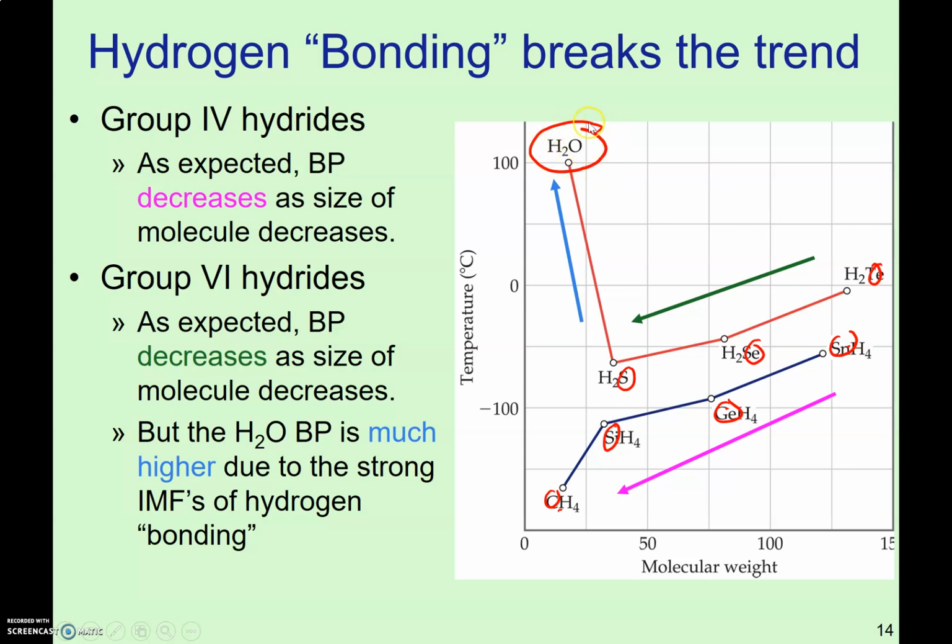So water breaks the trend. Usually as the molecule gets bigger, and these are getting bigger because S is bigger than, Se is bigger than S and Te is bigger than Se, the boiling point increases because they have stronger London dispersion forces. Because remember, bigger molecules have stronger London dispersion forces. And that trend also holds true here. As the atoms get bigger, the boiling point gets higher because there's stronger London dispersion forces. But water breaks the trend because it can hydrogen bond, and a hydrogen bond is much stronger than London dispersion forces.